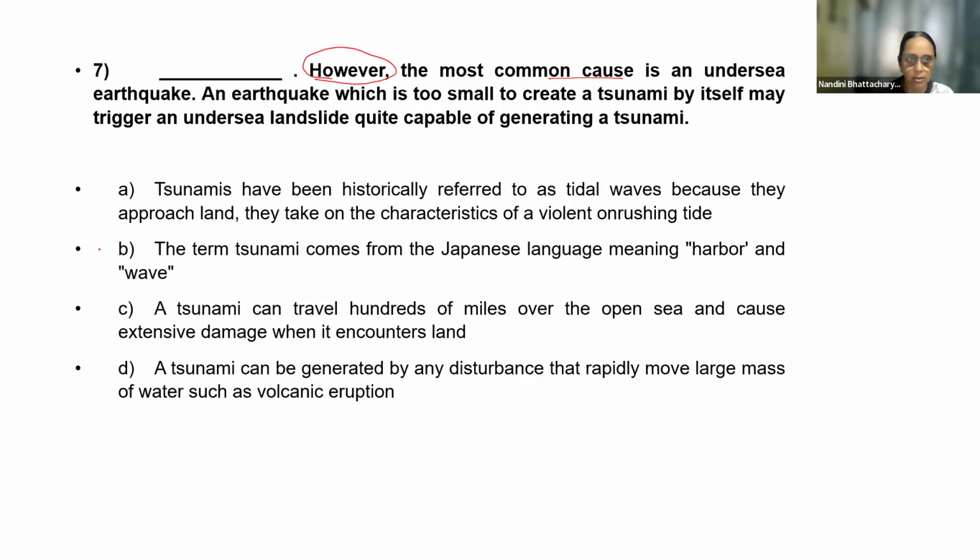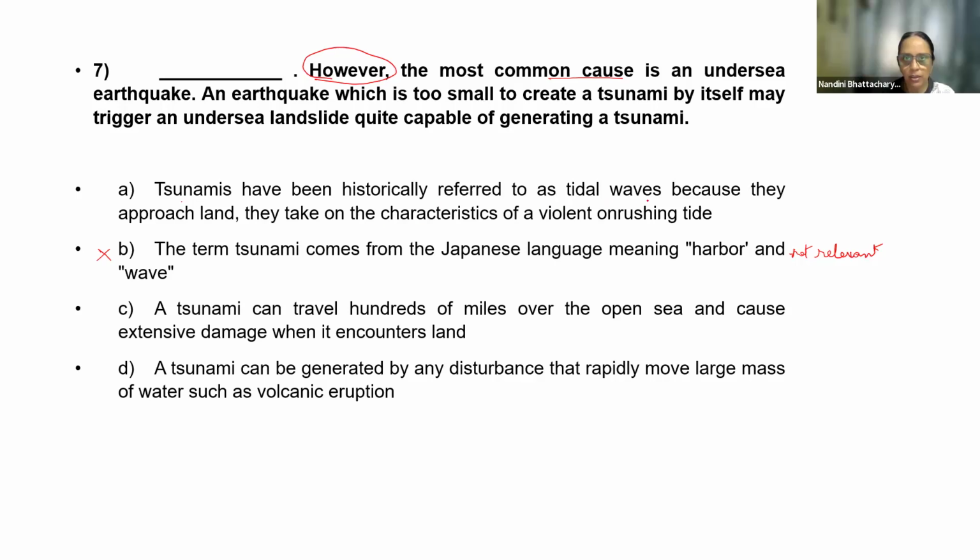B. Okay. The term tsunami comes from the Japanese language. Is this relevant to the passage? No, not relevant. Okay. What about A? A can also be eliminated. Why would you eliminate A? Ma'am, because it is telling about the tidal waves, because they approach only land, and in this sentence we can't see that it's harming anyone. So it can be eliminated.